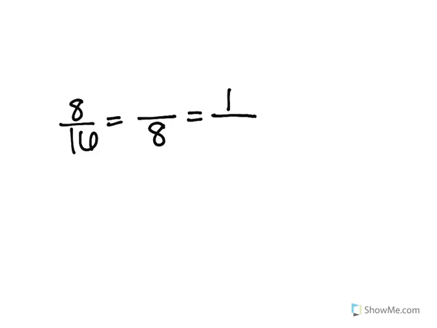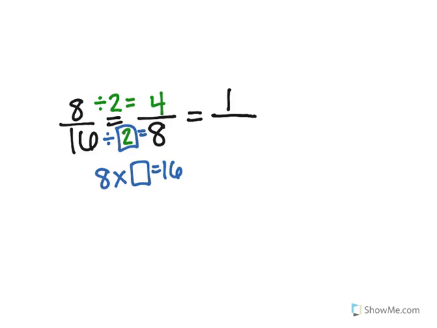So I need to divide by the same number. So what would I divide 16 by to get to 8? Or if it's easier, think the opposite. 8 times what equals 16? You're right, it would be 2. So if I divide the denominator by 2, I need to divide the numerator by 2. So 8 divided by 2 would give me 4. So I found the missing numerator.